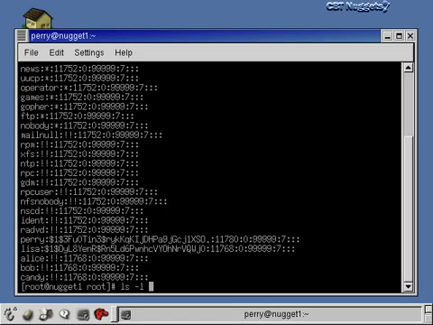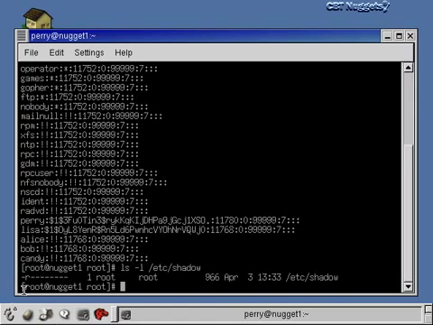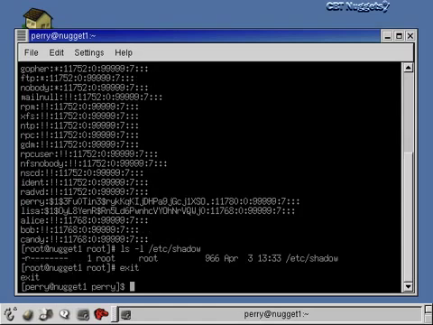Then what I want to do is look at the permissions on the etc shadow file. Okay? So here, when we look at these permissions, you can see that it's readable by root and has no permissions for anybody else on the system. Okay? Now I want to quit being the root user. I'm going to exit out, and now you can see I'm back being the Perry user.